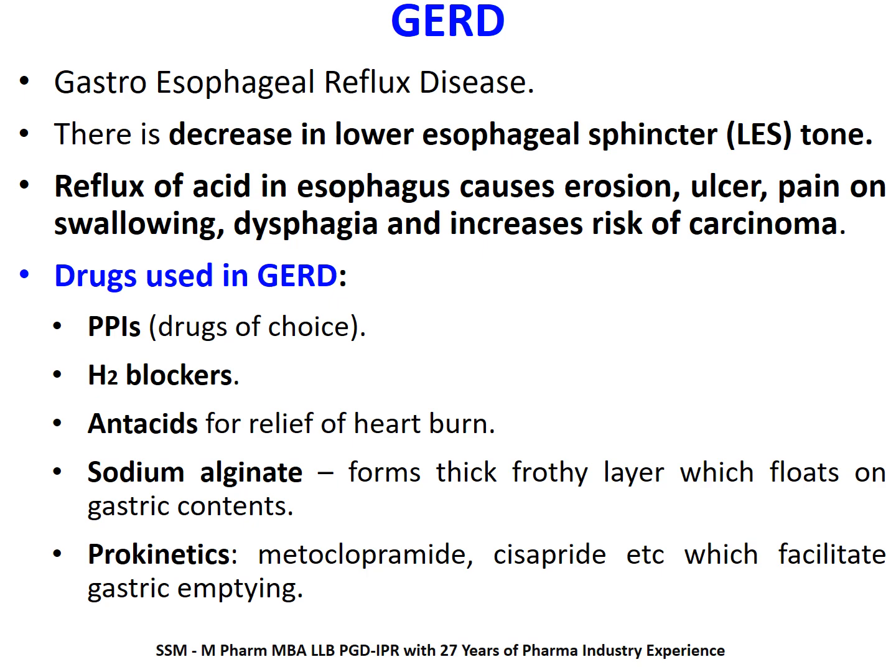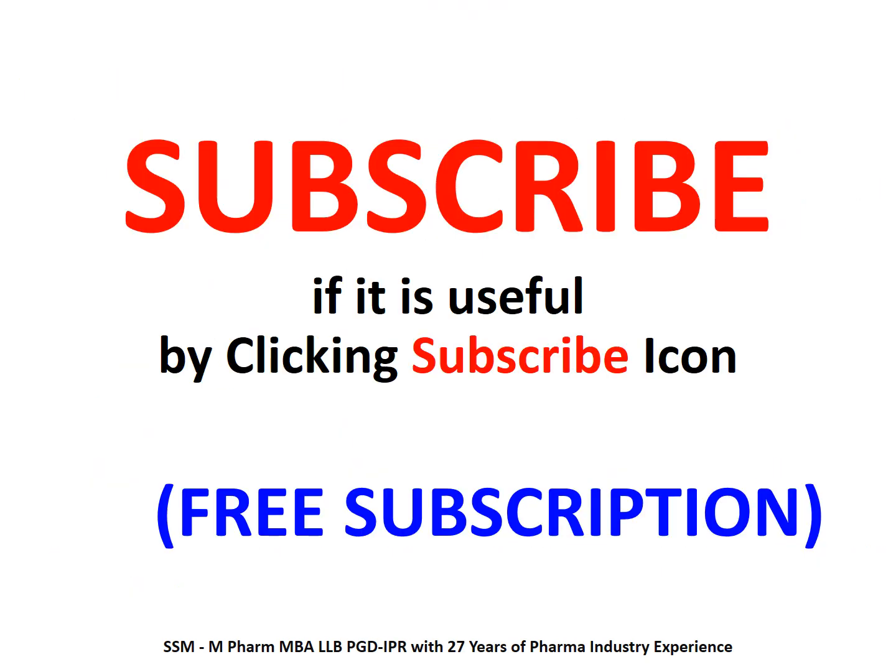Now, drugs used in treatment of GERD. Proton pump inhibitors are the main choice or drug of choice. Then H2 blockers are used. Then antacids are used for relief of heartburn. And sodium alginate, which forms sticky, frothy layer which floats on gastric content. And then prokinetic agents, which increase the gastric motility. Examples are metoclopramide and cisapride. And these drugs help in facilitating gastric emptying. That's all in this presentation.